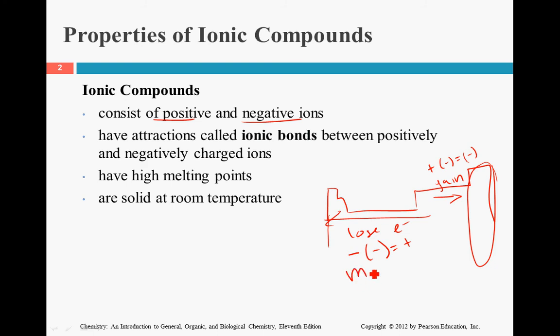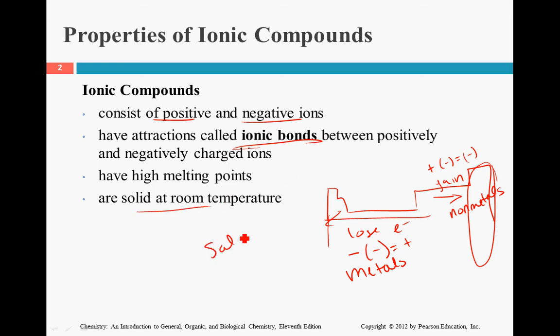This side are metals, and these up here are nonmetals. We discussed this in the previous sections. This interaction that they have between the positive and negative is called ionic bonds. They tend to have very high melting points and are solid at room temperature.